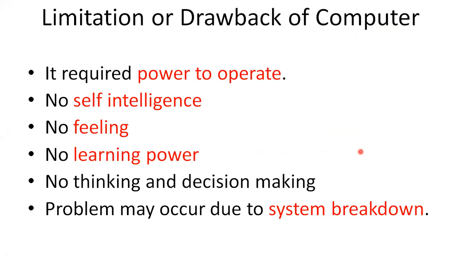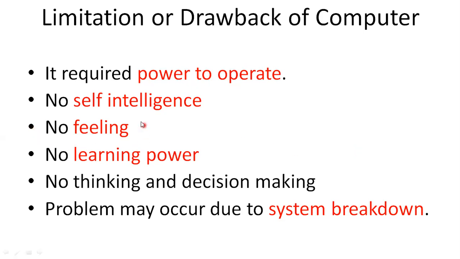Here, coming to the limitations. What are the limitations? Some drawbacks are also available for the computer. It requires power. That means how can you operate the computer? With power only you can operate. Without power you cannot operate the computer. No self-intelligence for the computers. Self-intelligence, in the sense, may be a robot. In the next generation, computers may also have some self-intelligence, but nowadays no self-intelligence.